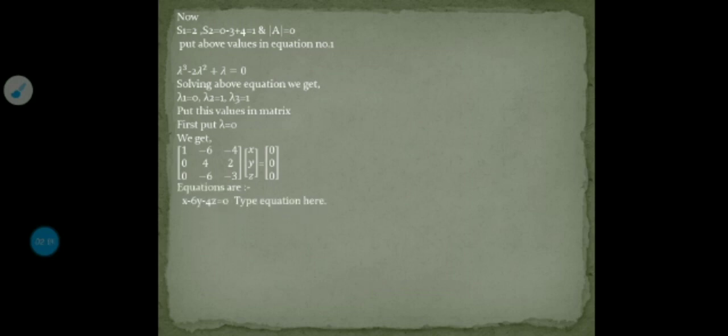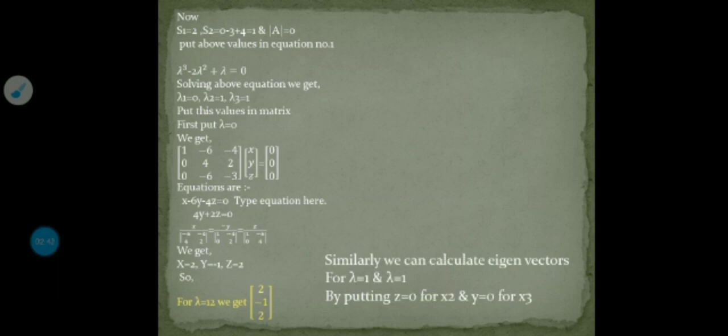x minus 6y minus 4z is equal to 0, and the second is 4y plus 2z is equal to 0. Now we are solving these two equations by Cramer's rule. By solving these equations by Cramer's rule, we get the values of x, y, z, which are x is equal to 2, y is equal to minus 1 and z is equal to 2. Similarly, we can calculate the eigenvectors for lambda is equal to 1, and by putting z is equal to 0, as I explained on slide 1.